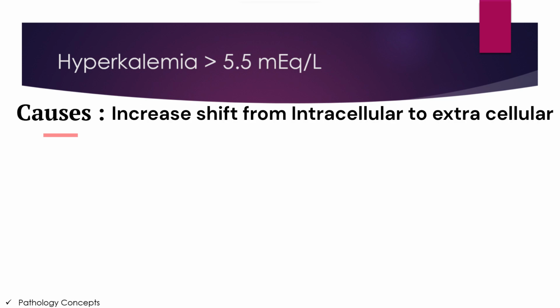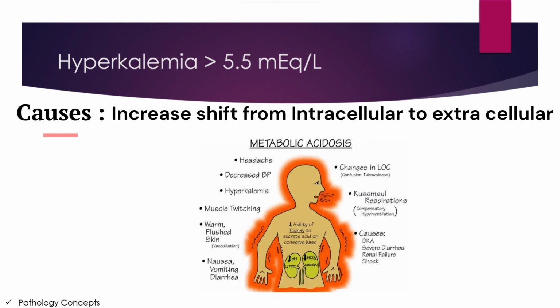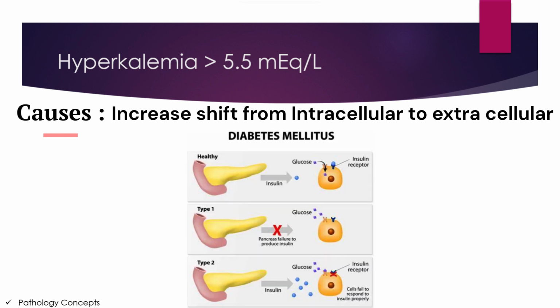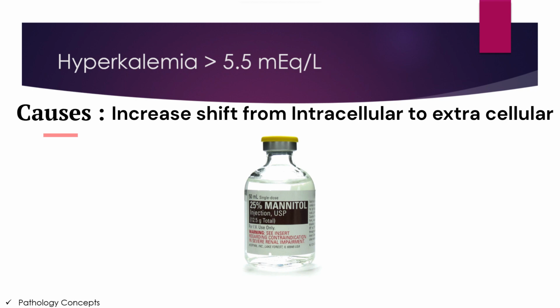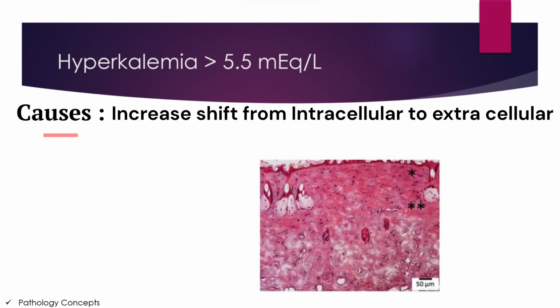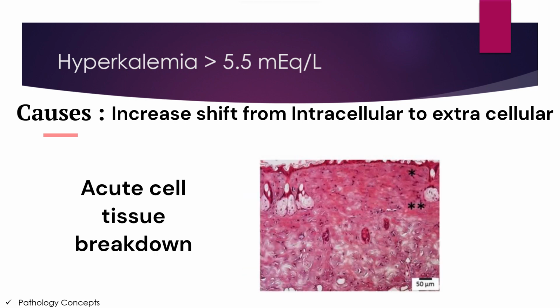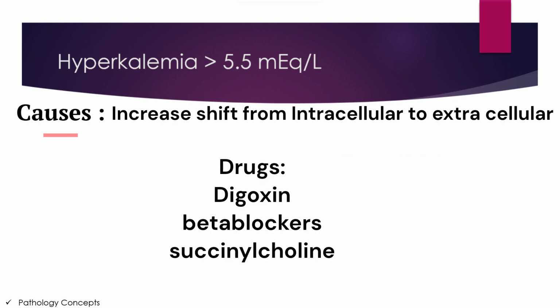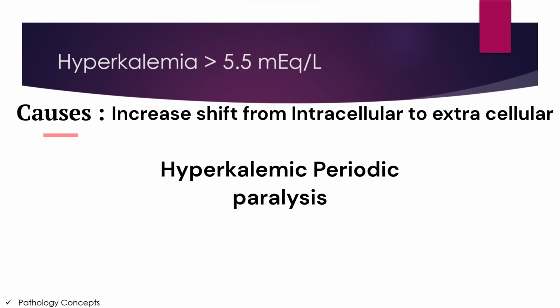Third is increased shift of potassium from the intracellular to the extracellular compartment. First is acidosis. Second is diabetes mellitus. Third is increased osmolarity due to hyperglycemia or mannitol infusion. Fourth is acute cell and tissue breakdown. Fifth is drugs like digoxin, beta blockers, and succinylcholine. Sixth is hyperkalemic periodic paralysis. It occurs due to mutation of the muscular sodium channel, resulting in paralytic episodes associated with elevated potassium levels.